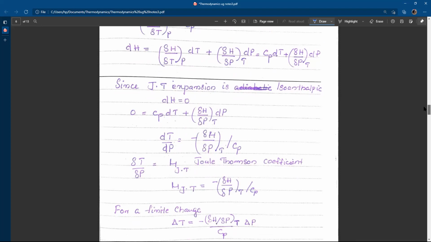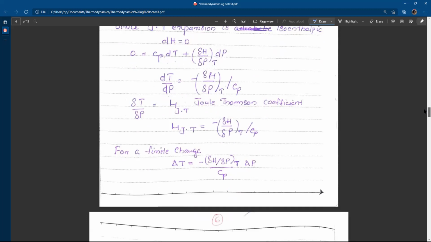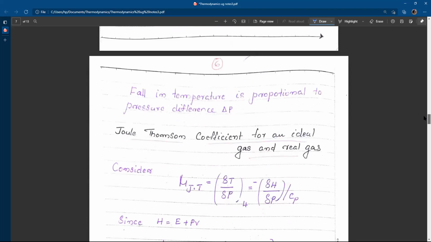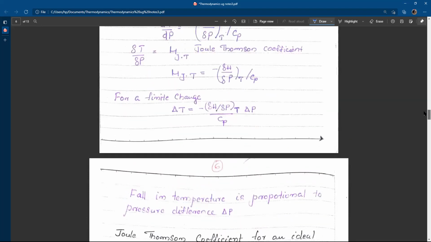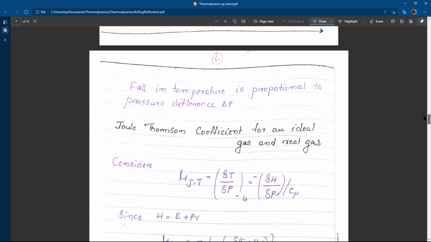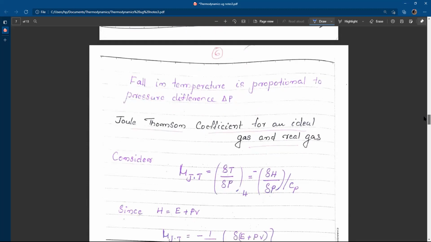dT by dP, we know that it is the Joule Thomson coefficient. So Joule Thomson coefficient is equal to minus dou H by dou P at constant temperature by Cp. So for a finite change, we can say that delta T is equal to minus dou H by dou P at constant temperature into delta P by Cp. Fall in temperature is proportional to pressure difference dP. Temperature fall is directly proportional to delta P ആണ്. അപ്പൊ നമുക്ക് എന്ത് പറയാം, എത്ര പ്രഷർ ഡിഫറൻസ് ഉണ്ട് അതിന് കറസ്പോണ്ടിങ് ആയിട്ടുള്ള ടെമ്പറേച്ചർ ഡിഫറൻസ് ആണ് ഉണ്ടാവുക.